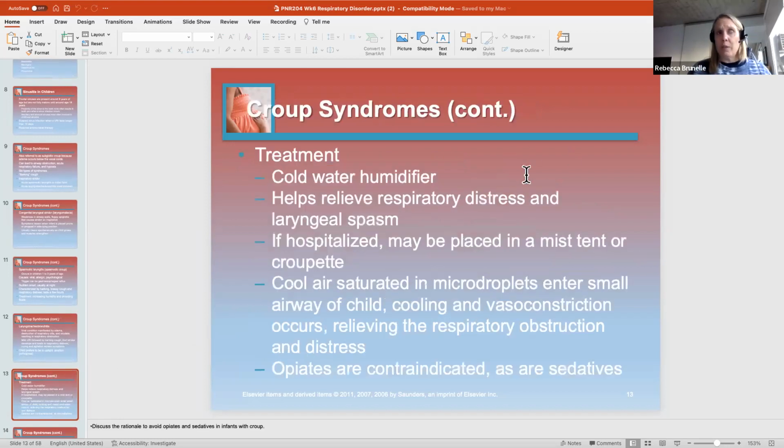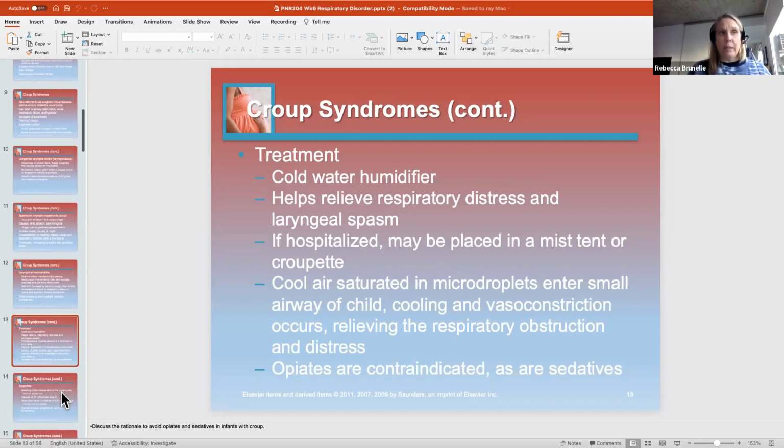Humidification can help calm and relax their airway. If they're hospitalized, they're frequently put in some sort of tent that keeps their air humidified and misty. And sometimes with these kids, if they're going to be treated at home, they'll put them on a dose of steroids to decrease the inflammation in their airway.